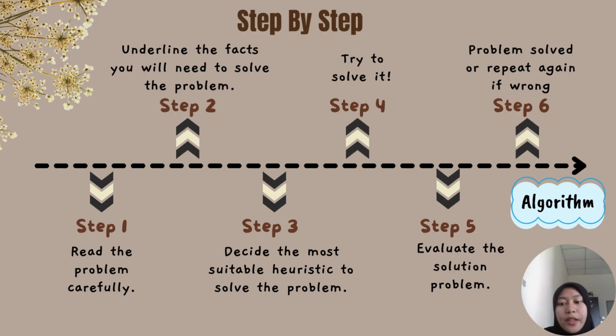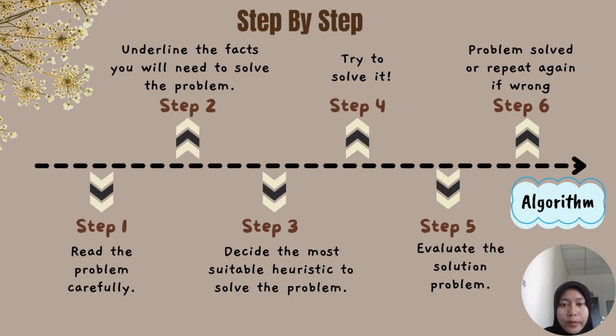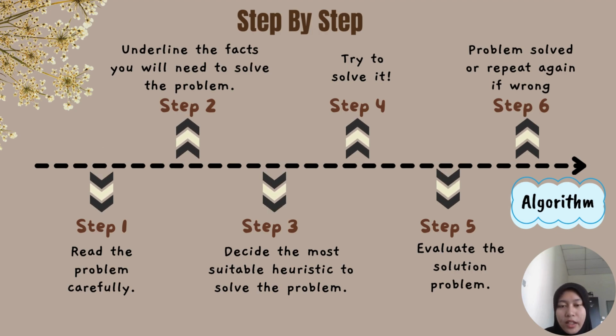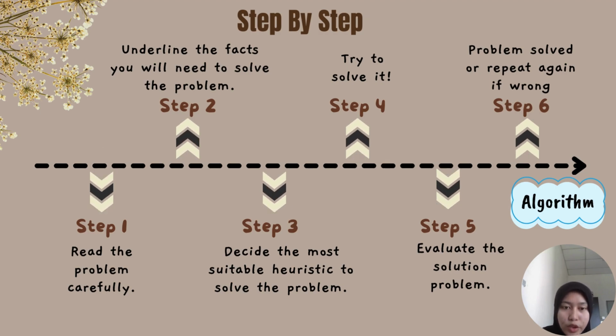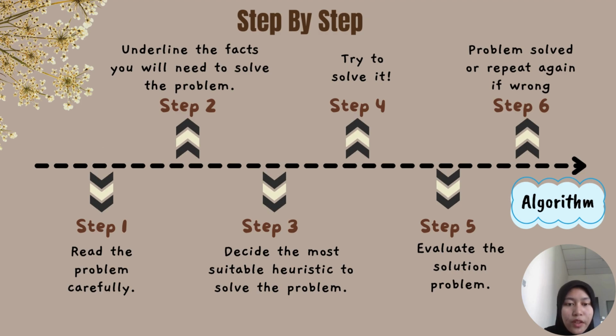It is the same as the last problem, in which I will solve the problem step by step. For the first step, I will read the problem carefully. Second, I underline the facts that I need to solve the problem. Third, I will decide the most suitable heuristic method to solve the problem. Fourth, I will try to solve the question. Five, evaluate the solution. Six, I will solve the problem or repeat it again. So the concept of computational thinking involved is algorithm.